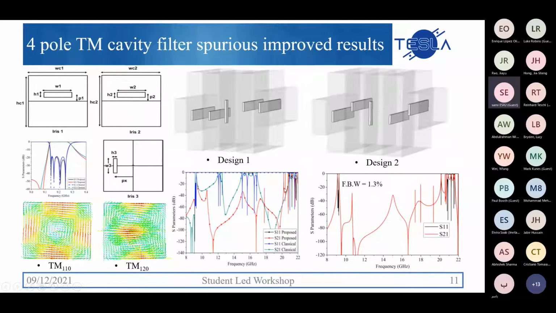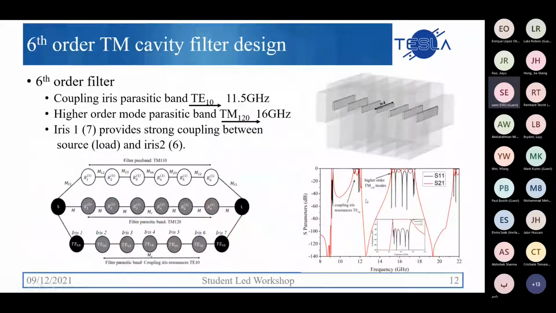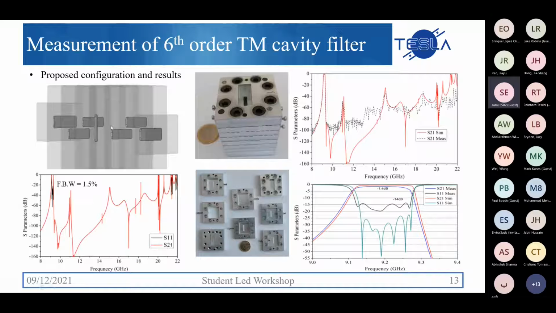When we increase the filter order, the spurious level also increases. For example, in case of TM cavity filters, spurious due to coupling irises also increases. We have more irises that couple the cavities, and the spurious due to higher order modes also increases, and it is difficult to work on this spurious band of the filters. However, the proposed method also works in case of a 6th order filter. In this case, the basic principle is the same, minimizing the central coupling value to higher order modes, as we saw in the previous slide.